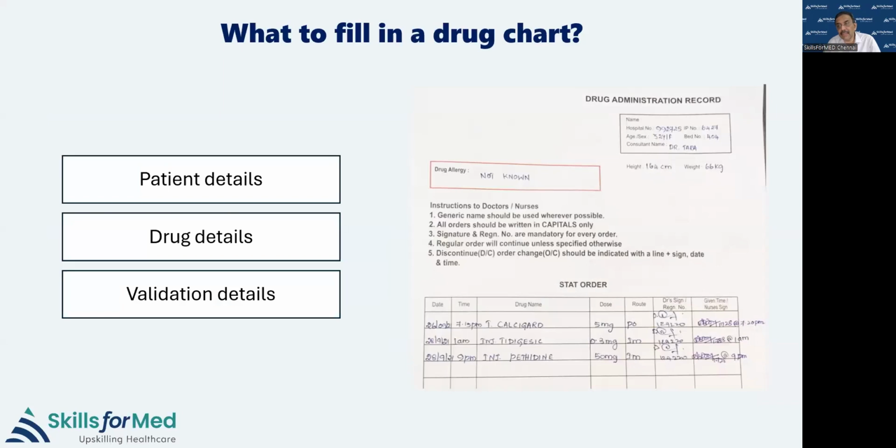Now, what to fill in a drug chart? I will handle this under 3 sections. One is what are the patient details you have to enter. Next is the medication or drug details. And the third is validation. Validation meaning has it been given and has it been checked for quality. So these are the 3 things which have to be done with a drug chart.